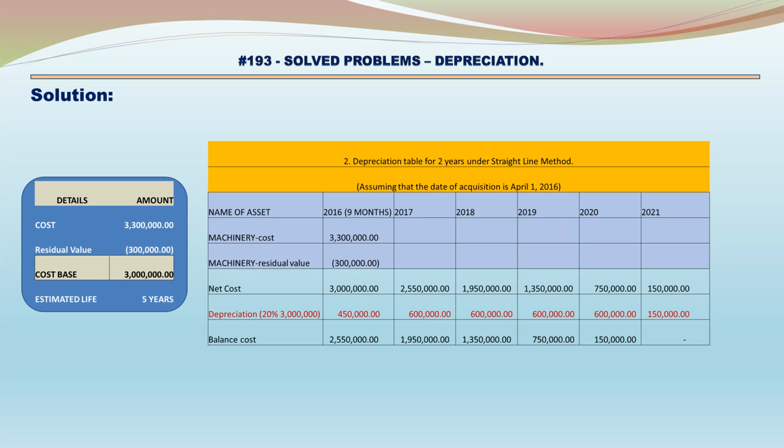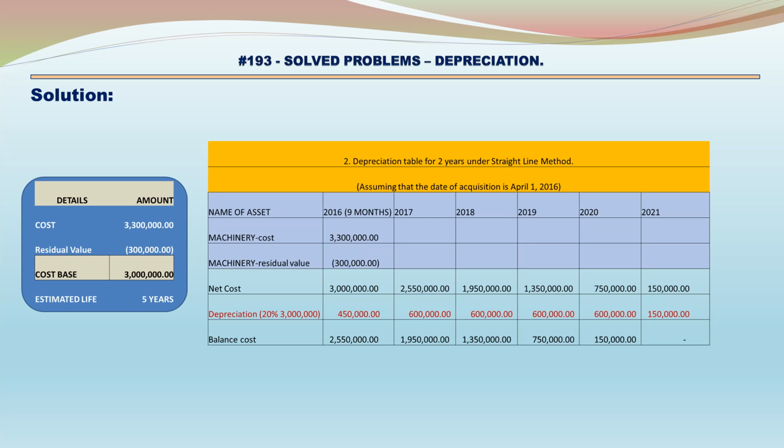2. Depreciation table for straight line method. Assuming that the date of acquisition is April 1, 2016. Name of asset 2016 for 9 months, 2017 full year, 2018, 2019, 2020 and 2021. Machinery cost 3.3 million. Machinery residual value 300,000. Net cost 3 million. So depreciation at the rate of 20% on 3 million for 9 months is 450,000. Net balance cost is equal to 2,550,000.